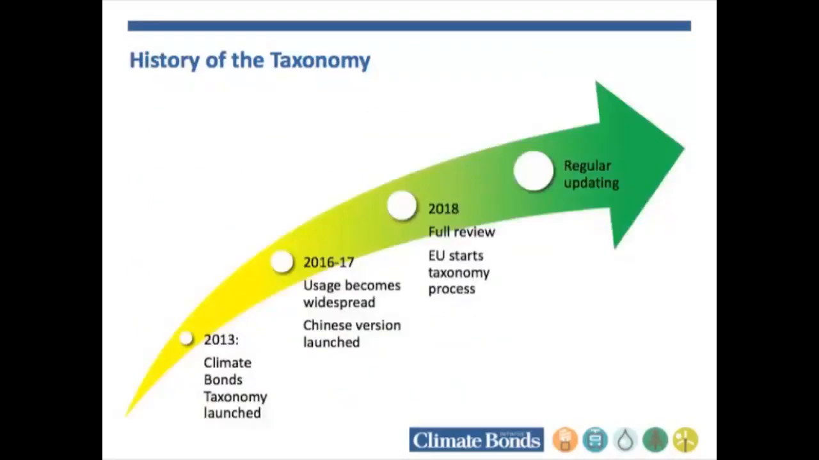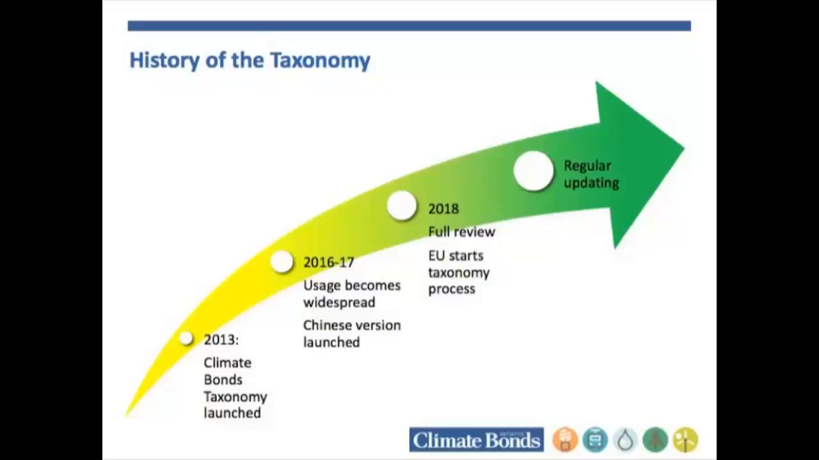So on the history of the taxonomy, while this is a big update to the taxonomy, this is not the first time we have produced and published the Climate Bonds Taxonomy. In 2013, the Climate Bonds Taxonomy launched, and then over that time and up to about 2016, 2017, usage grew, and then by about 2016, we started seeing usage becoming very widespread. And at that point, we launched the first version in Chinese, as we could see that there was a need for it in that market.